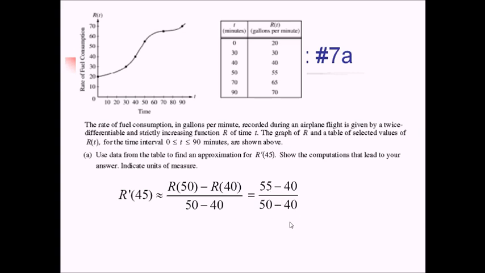And what's our units of measure going to be? Well, since it was gallons per minute, and this is now the average rate of change of gallons per minute, every time you take the derivative, you tack on, or you divide by another time unit. So this is going to be gallons per minute per minute, or gallons per minute squared. So 1.5 or 3/2 gallons per minute squared.